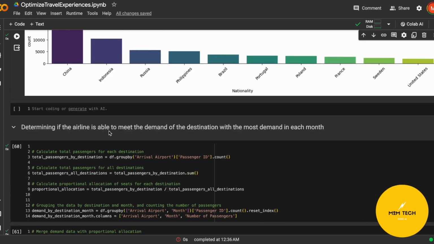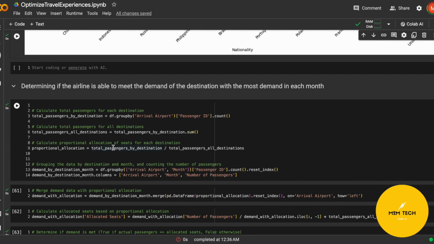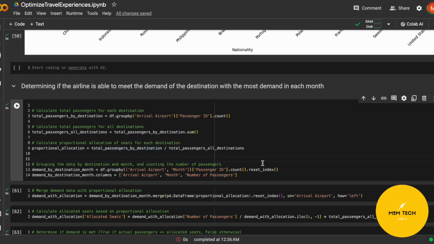And okay, so I move further. Now what I'm trying to do here is to understand if the airline is able to meet the demand of the destination or not, based on each month. So here I'm doing some sort of proportional allocation calculations. Now, this might not be the most accurate one, but given the data set, this is the best I could do.